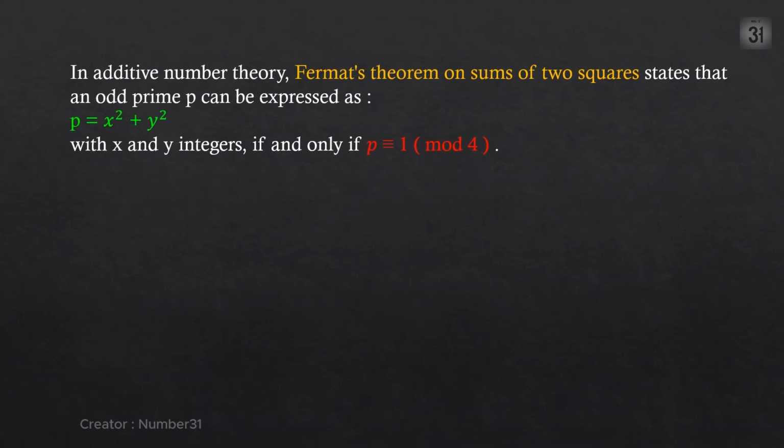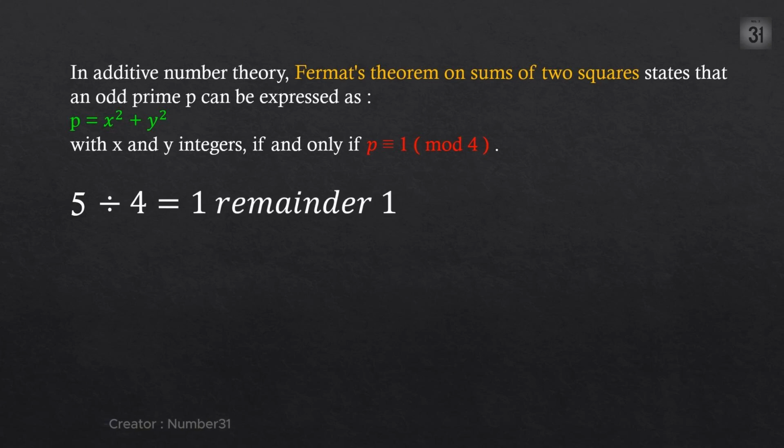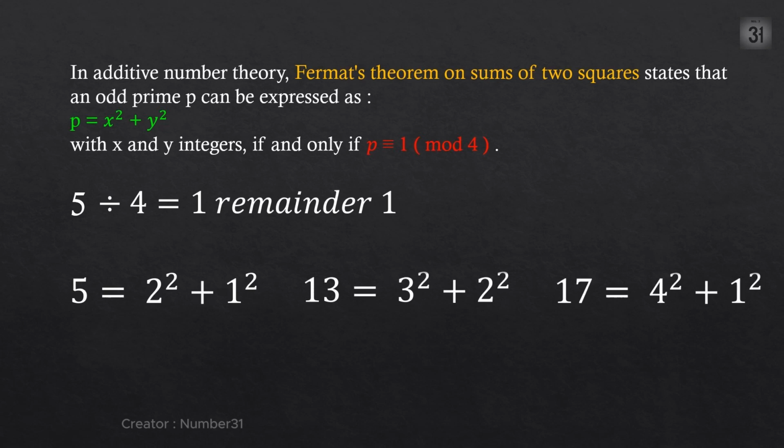In additive number theory, Fermat's theorem on sums of two squares states that an odd prime p can be expressed as p equals x squared plus y squared, with x and y integers, if and only if p is congruent to 1 mod 4. It means that, for example, 5 is an odd prime number, and when divided by 4, the remainder is 1. Therefore, it can be expressed as the sum of two squares. There are other odd prime numbers like 13 and 17, and they can also be expressed as the sum of two squares. So, we can conclude that all odd prime numbers of the form 4k plus 1 can be expressed as the sum of two squares.